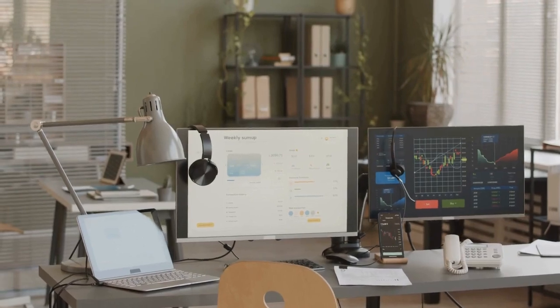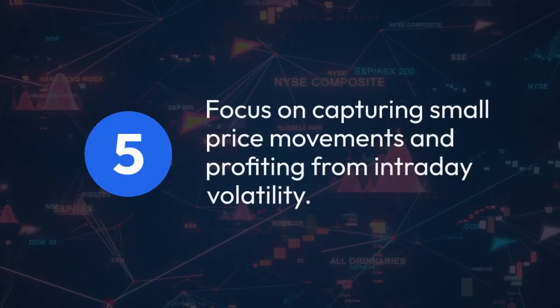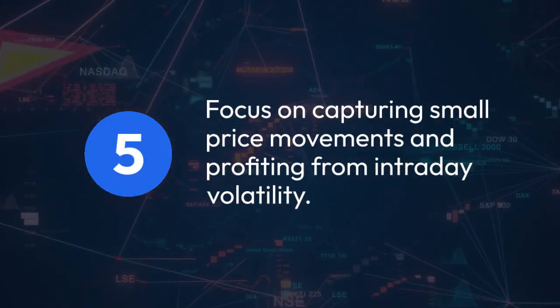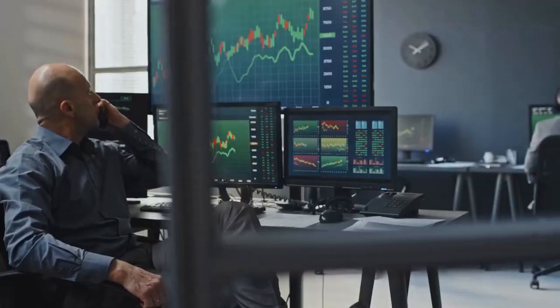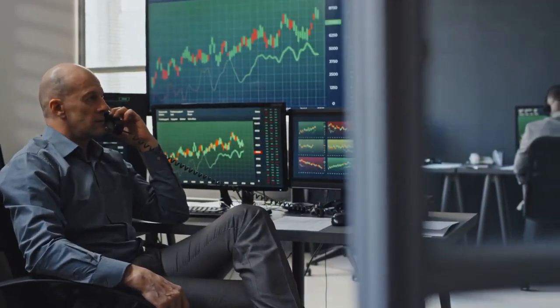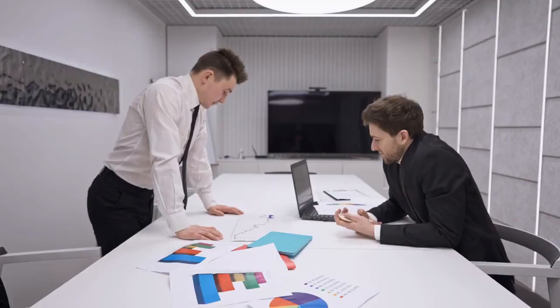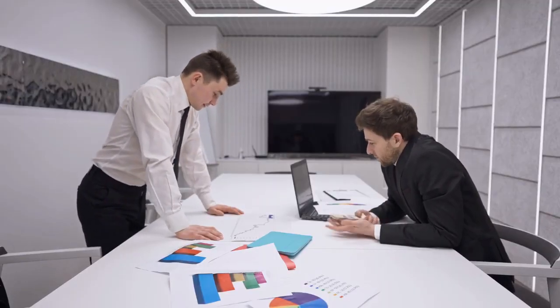Open and close positions within the same trading day. Focus on capturing small price movements and profiting from intraday volatility. Profit from small price fluctuations within seconds or minutes. Requires quick decision-making and precision.